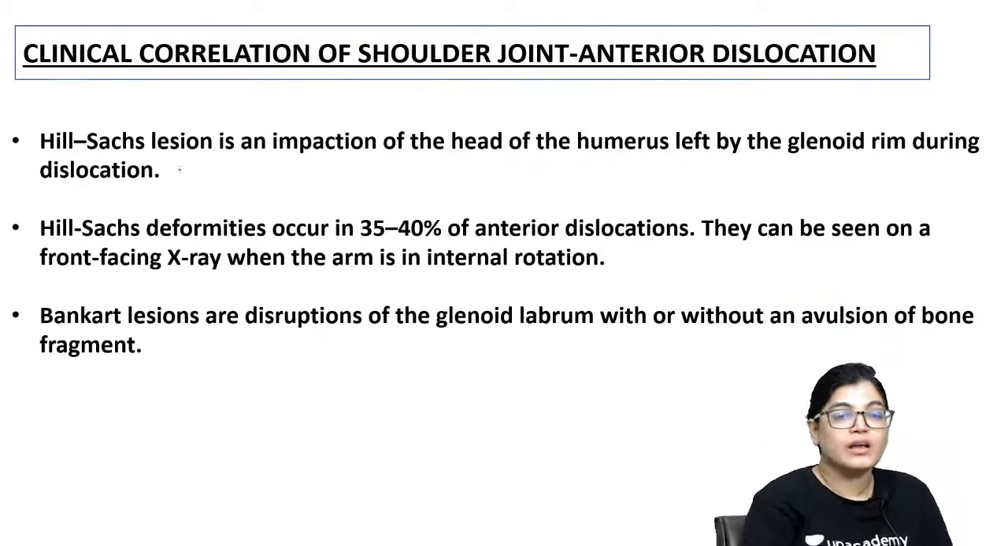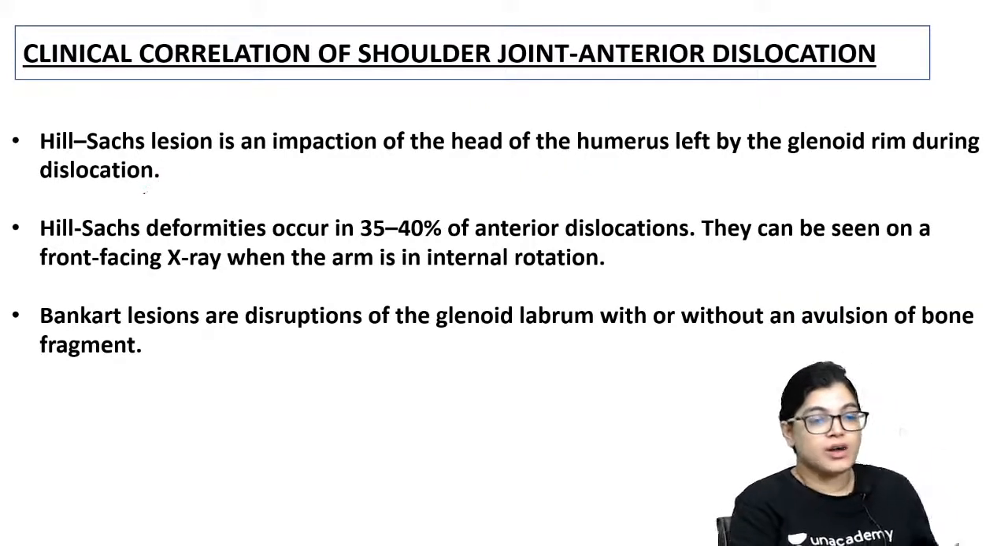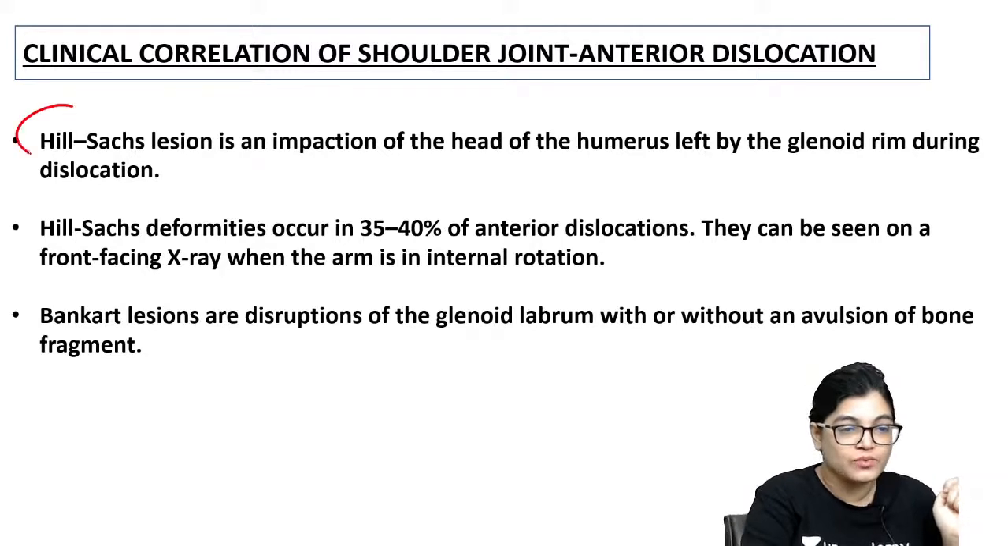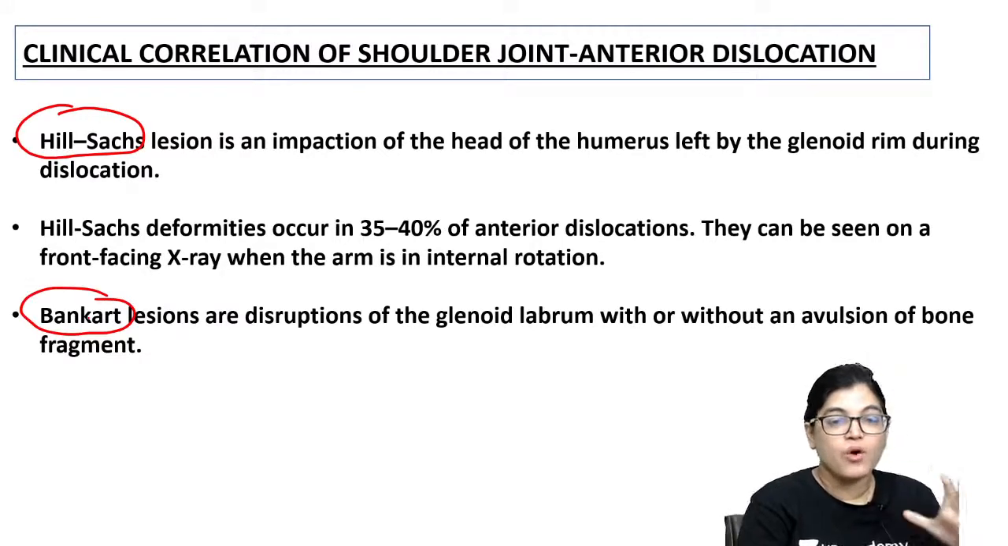Now, anterior dislocation is of two varieties. One is Hill-Sachs and the other is Bankart lesion. I want to tell you about the difference between the two, and I will also show you an X-ray so that you can differentiate between the two types of lesion.